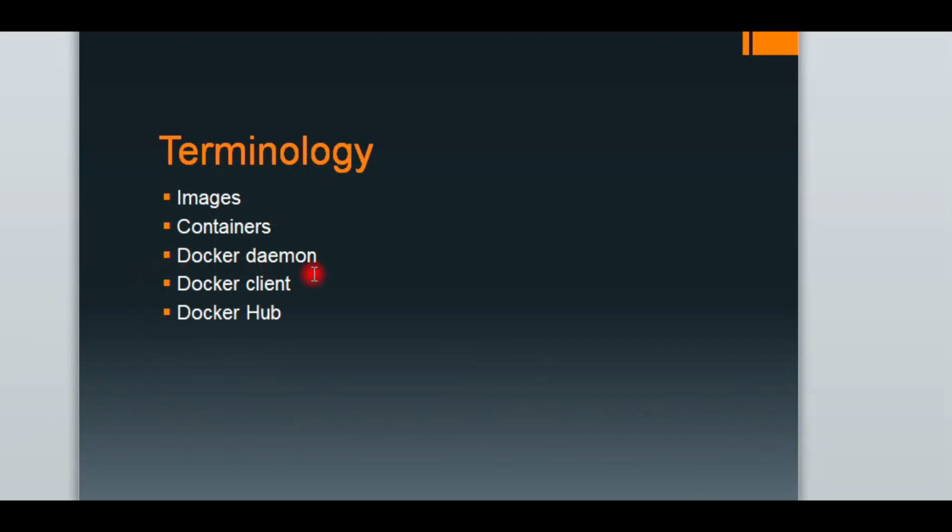Docker daemon. The background service running on the host that manages building, running and distributing Docker containers. Docker client. The command line tool that allows the user to interact with the Docker daemon. Docker Hub. Among other things, it is a registry of Docker images. You can think of the registry as a directory of all available Docker images. You'll be using this later in this tutorial.